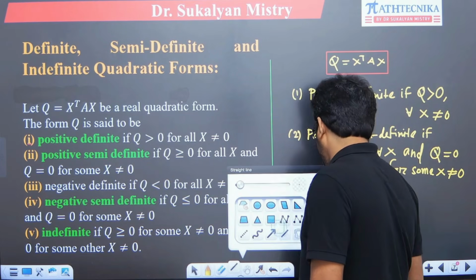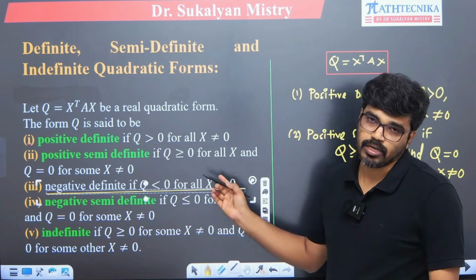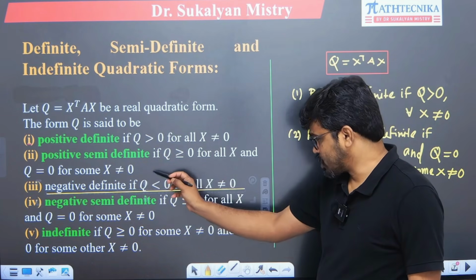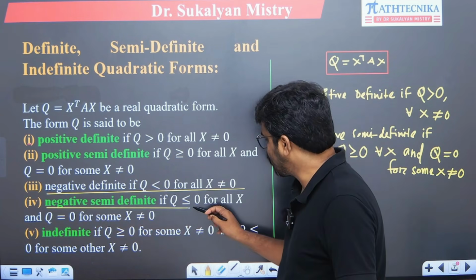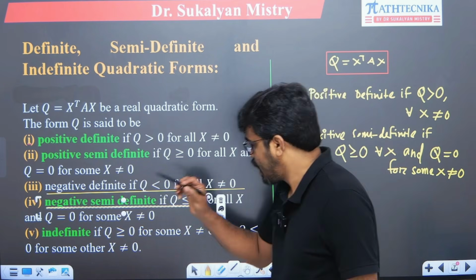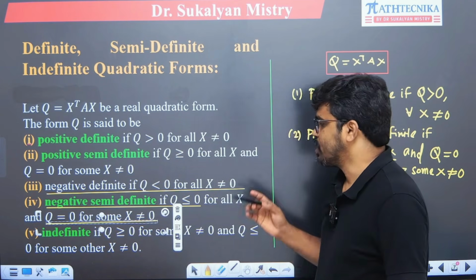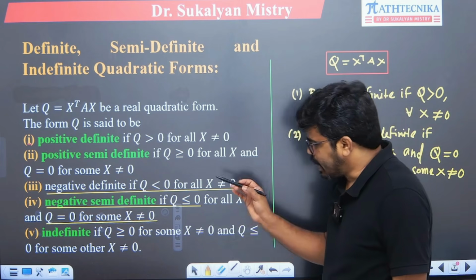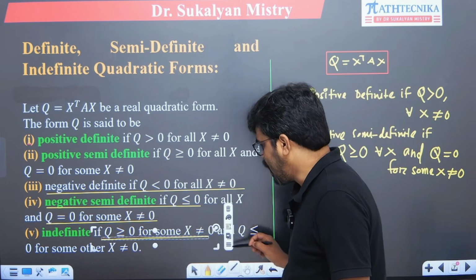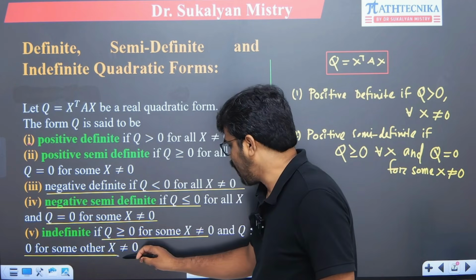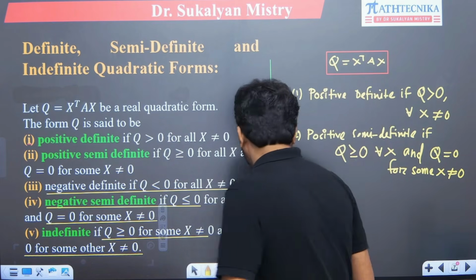And what is negative definite? Negative definite if Q is less than 0 for all x not equal to 0. That is, Q is negative. Negative semi-definite if Q is less than or equal to 0 for all x and Q is equal to 0 for some x not equal to 0. And indefinite means Q is greater than or equal to 0 for some x not equal to 0 and less than or equal to 0 for some other x not equal to 0. Let us consider an example.